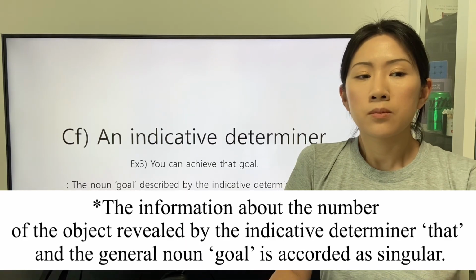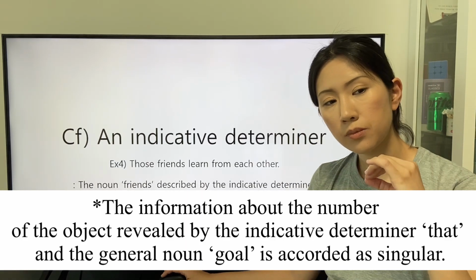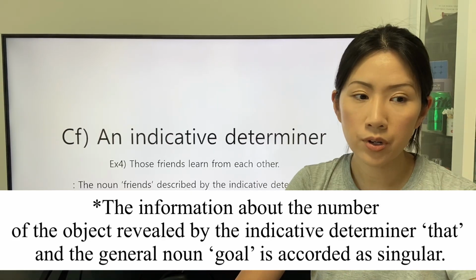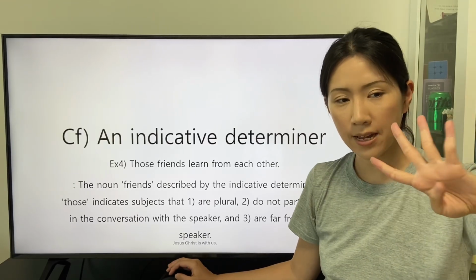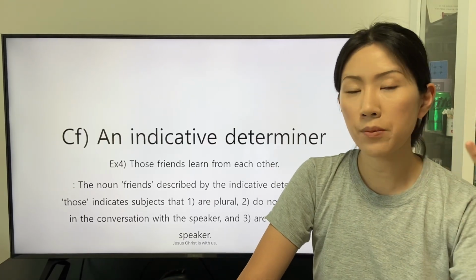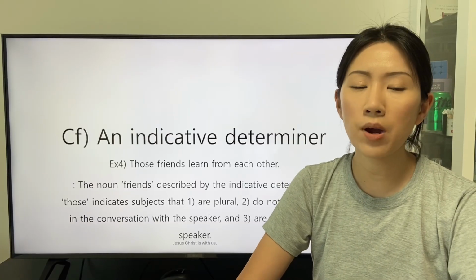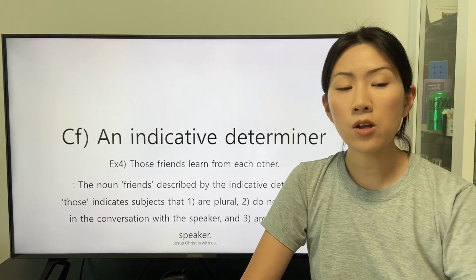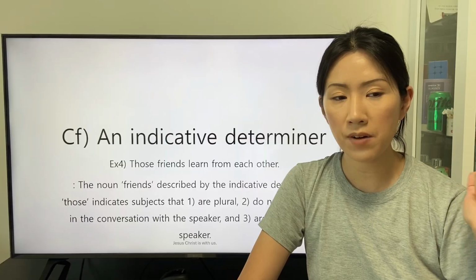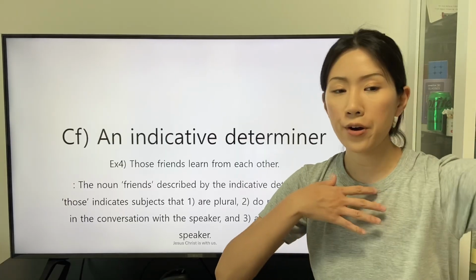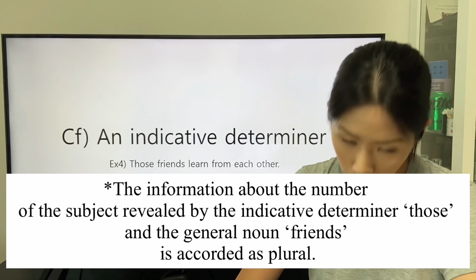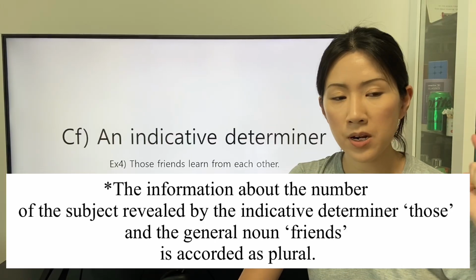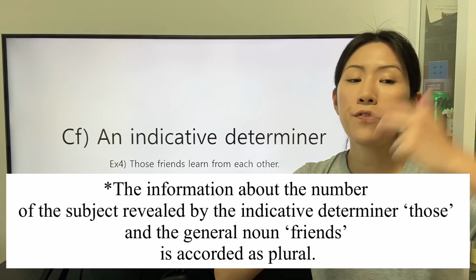The information about the number of the object revealed by the indicative determiner that and the general noun goal is accorded as singular. There is the fourth example. Those friends learn from each other. The noun friend described by the indicative determiner those indicate subjects that are plural, do not participate in the conversation with the speaker, and are far from the speaker. The information about the number of the subject revealed by the indicative determiner those and the general noun friend is accorded as plural.